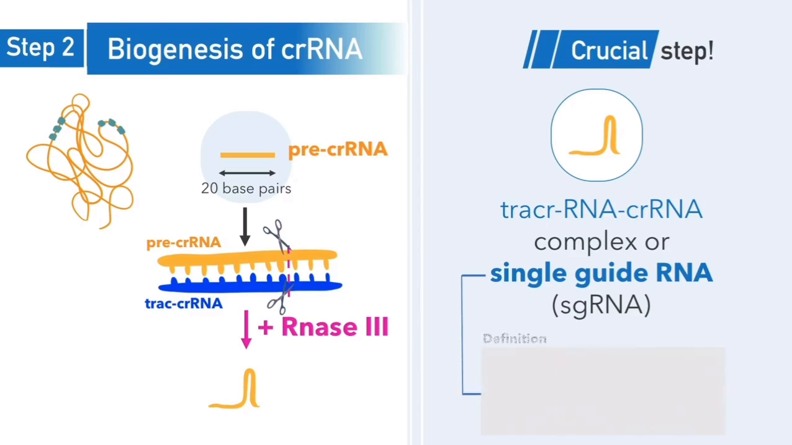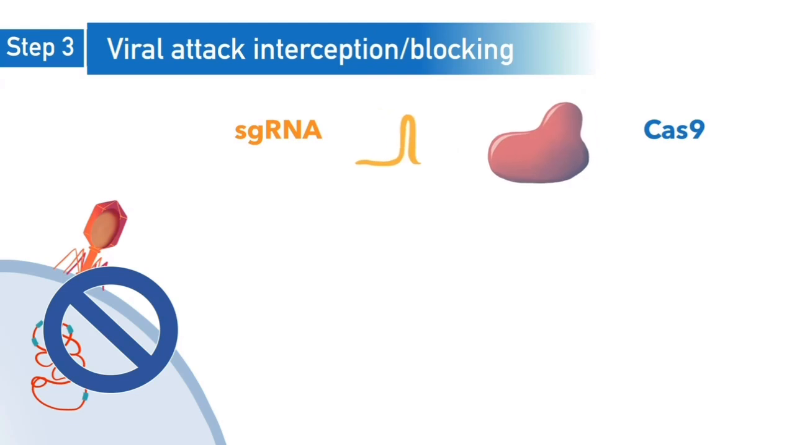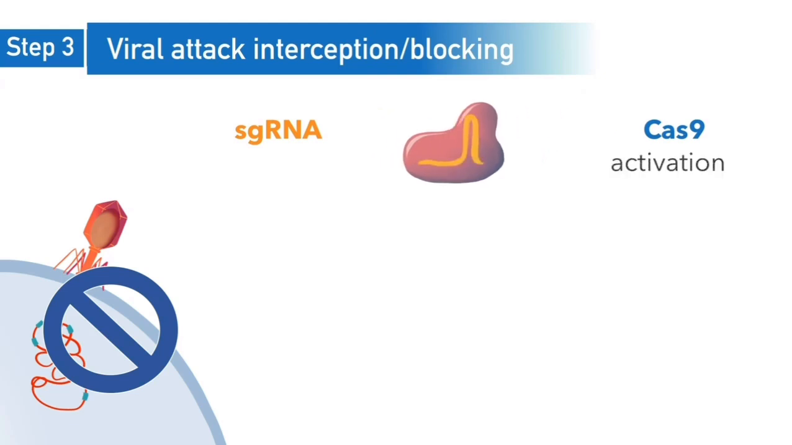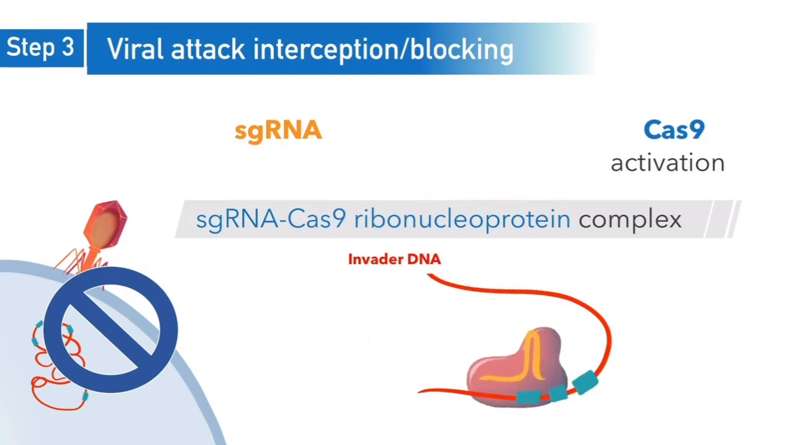The term guide is synonymous with the role of the single guide RNA, since this RNA guides the nuclease, i.e. Cas9, to the site where the DNA is cleaved. The final step involves the interception or blocking of a viral or phage attack in future. Under a repeated attack, the sgRNA complexes with the Cas9 and activates it, forming the sgRNA Cas9 ribonucleoprotein complex, and guides it to the target DNA sequence of the intruder.